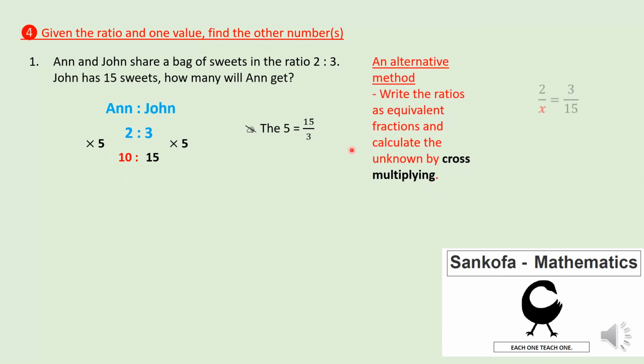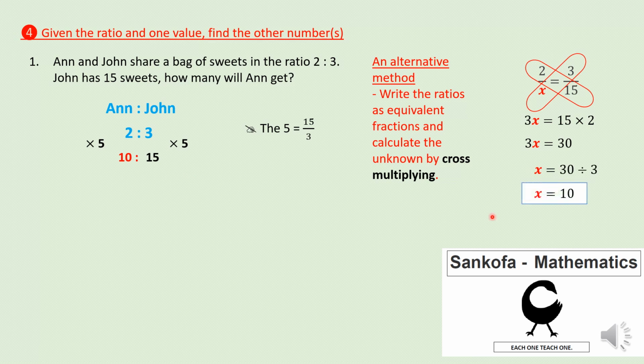Ultimately, there are many other ways. Some people are used to writing this as equivalent fractions, and then they bring in some sort of cross multiplication, because it's direct proportion. 3x equals 30, and 30 divided by 3 gives you 10. And these answers obviously correspond with each other.